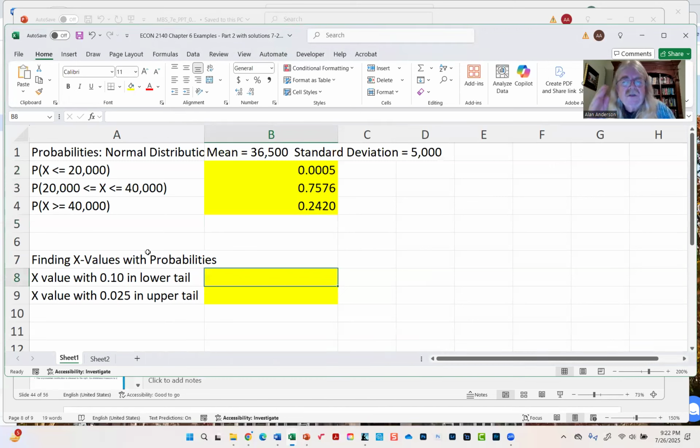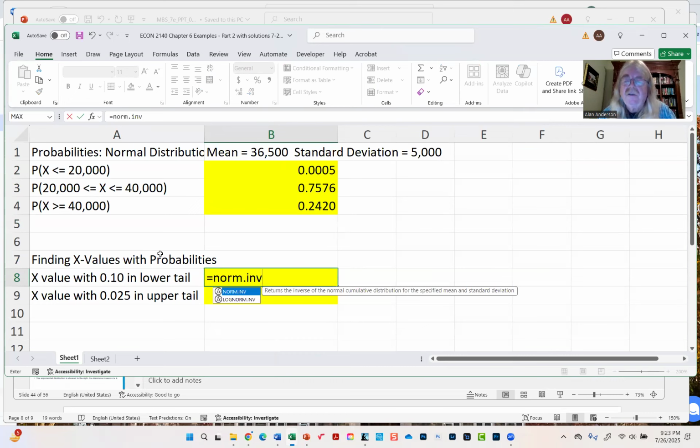Now, these are the ones where you're looking for a specific area with a given tail, right tail or left tail. And so for these, you're going to use norm.inv. Notice again, there's no S here. So keep in mind, if 10% is in the right tail, we need the left tail, 0.9. But because this is X, we also need to specify the mean and the standard deviation.